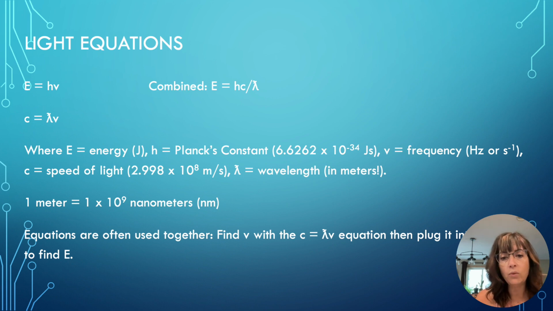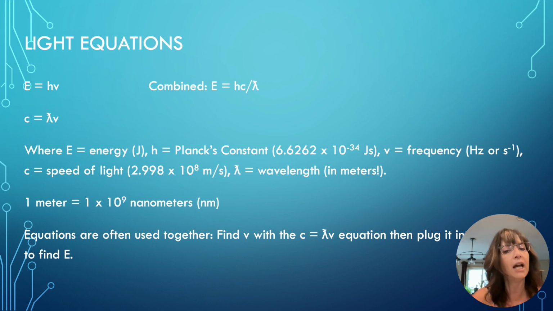Just recall the units, because you have to be in certain units or this does not work. Energy is going to be in joules. Planck's constant is joules times seconds. Frequency is either hertz or second to the negative 1. I recommend using the second to the negative 1 or 1 over s, because that's going to help you get those seconds to cancel. Speed of light, meters per second, and the wavelength has to be in meters.